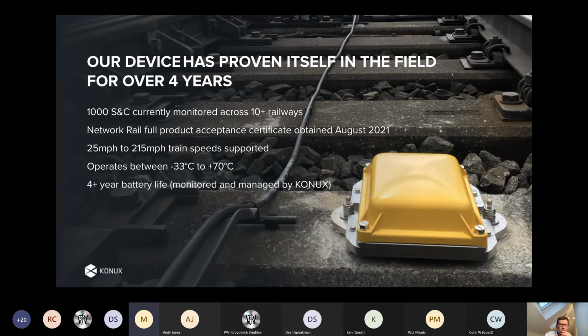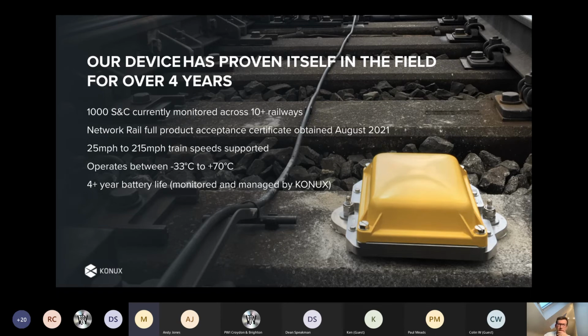The battery life is around 4 to 5 years. We manage that. So with our solution, it's a service. We look after the device. We make sure it's got up to date software, up to date firmware. So that's all done remotely from Munich.